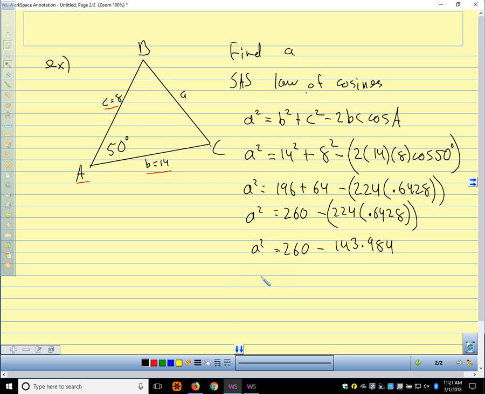So A squared equals 116.016. The other thing to remember here is that this is A squared, so we have to take the square root to finish. We're not getting A here, we're getting A squared. So to finish, I take the square root of both sides, and A equals the square root of 116.016. Oh, sorry, I wrote the same number twice. Taking the square root, A is about 10.8.